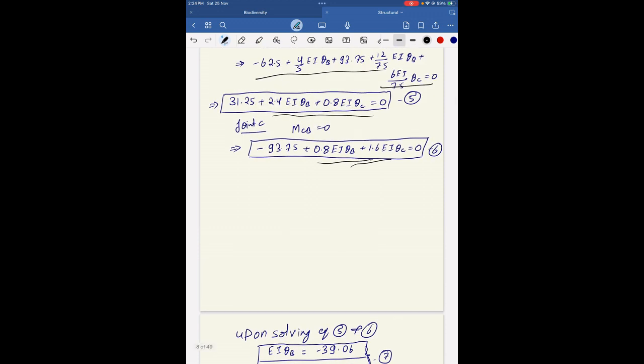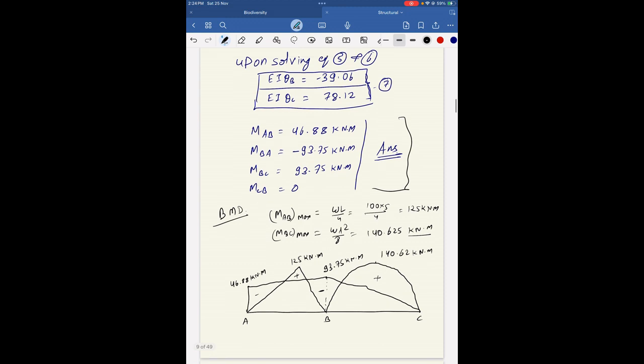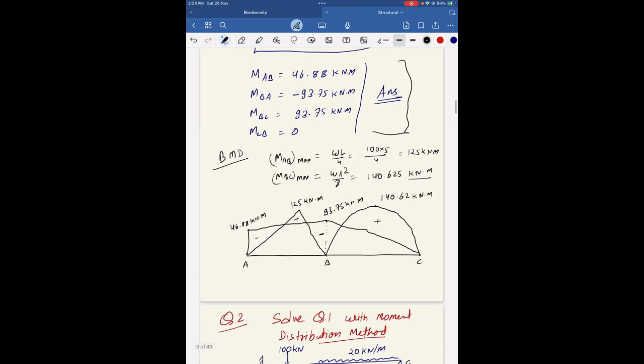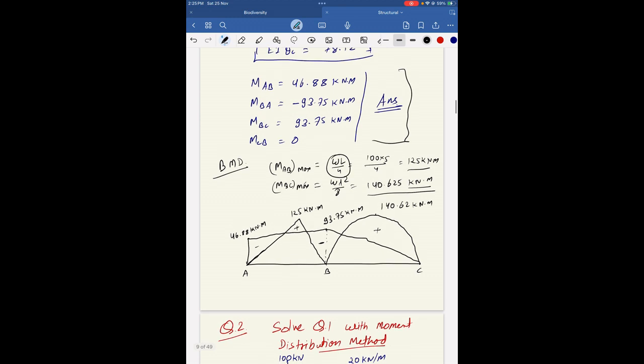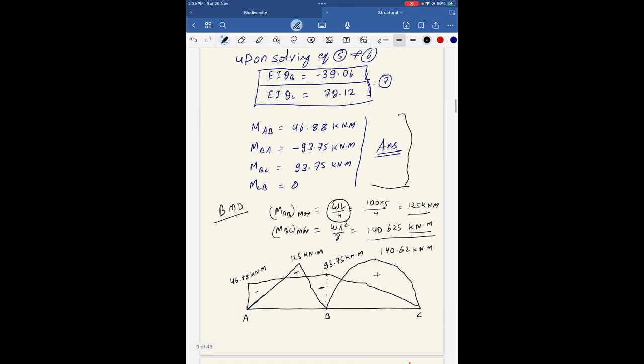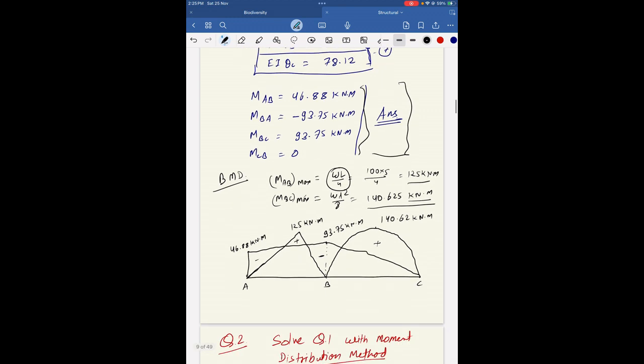After solving the equations we get the moments, and then we draw the bending moment diagram. The maximum moment at span AB is WL by 4, that is 125, and the maximum bending moment at BC is WL square by 8, that is 140 kilonewton. Then we find the bending moments at A, B and C: moment at A is 46.8, and the moment at C is 0. Then we connect the lines, so this is the bending moment diagram.